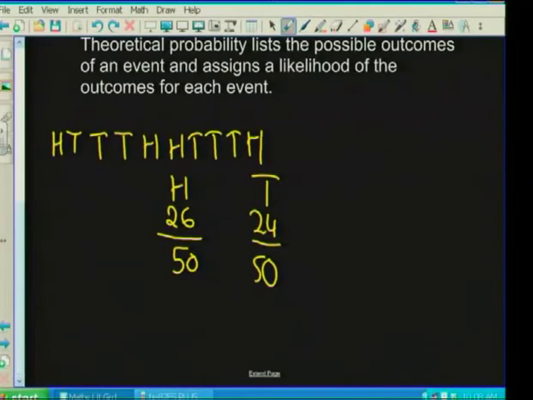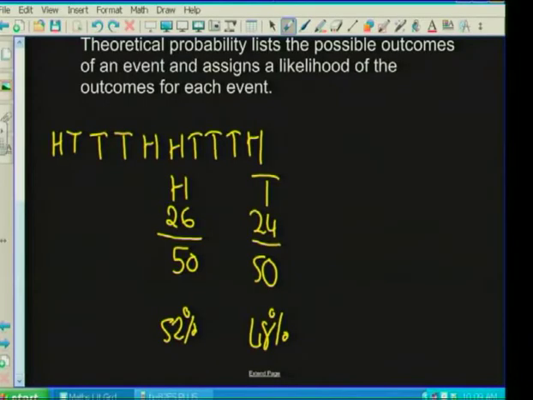If I wanted to, I could turn this into a percentage simply by multiplying the two numbers by 2, because that would give me something out of 100, and remember, a percentage is something out of 100. So that would be 52% of the time it came out heads, and 48% it came out tails. This would be the result of my experiment.